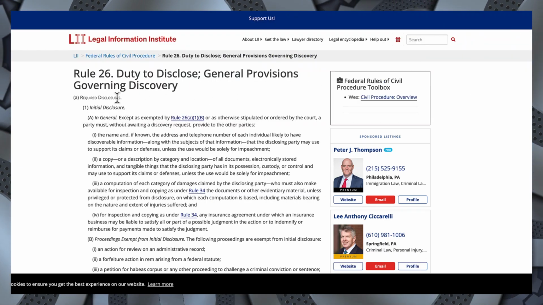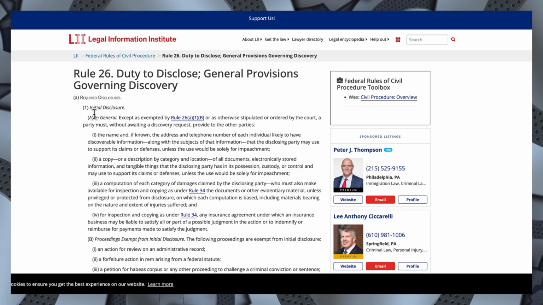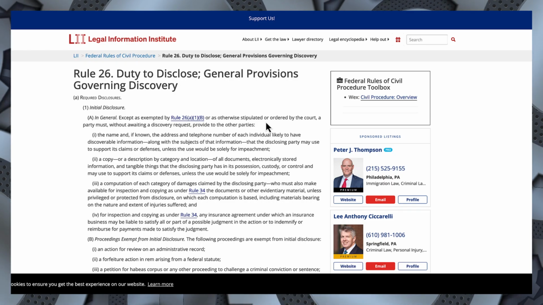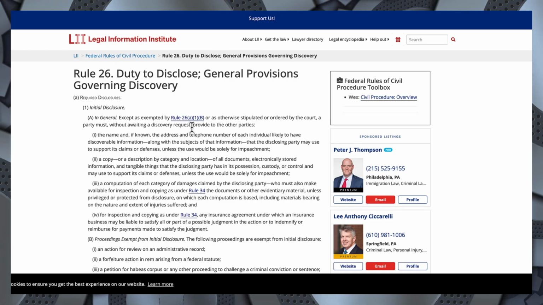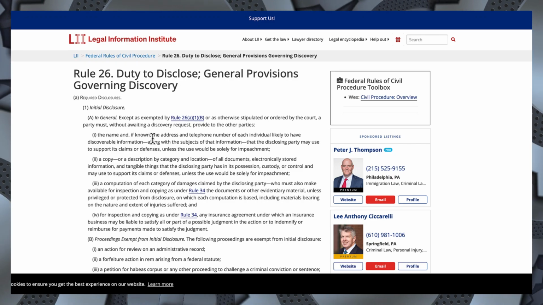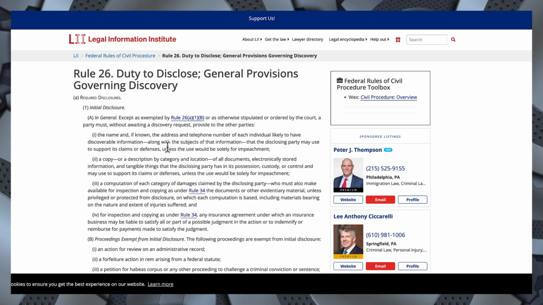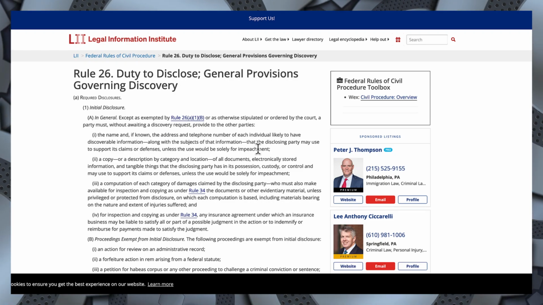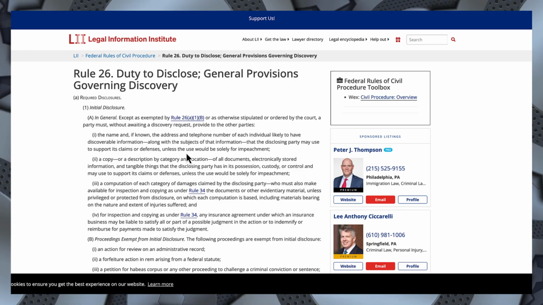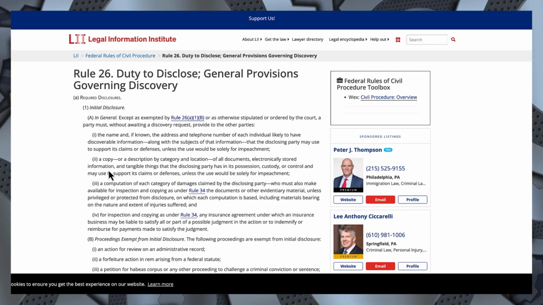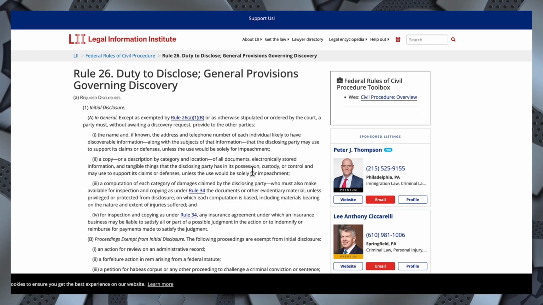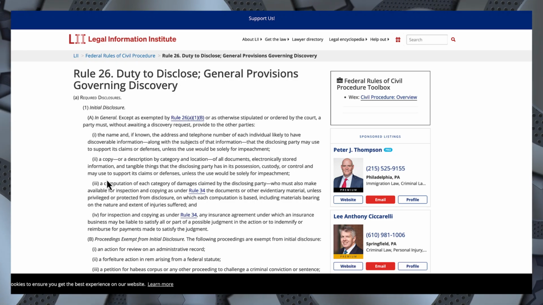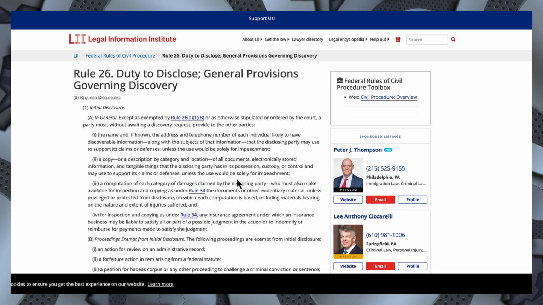Duty to disclose, general provisions governing discovery. 1. Initial disclosure. In general, except as exempted in Rule 26(a)(1)(B) or as otherwise stipulated or ordered by the court, a party must, without awaiting a discovery request, provide to the other parties the name and, if known, the address and telephone number of each individual likely to have discoverable information, along with the subjects of that information, that the disclosing party may use to support its claims or defenses, unless the use would be solely for impeachment. A copy or a description by category and location of all documents, electronically stored information, and tangible things that the disclosing party has in its possession, custody, or control and may use to support its claims or defenses, unless the use would be solely for impeachment.